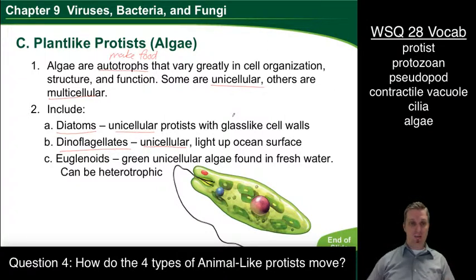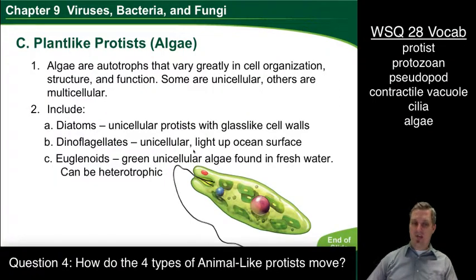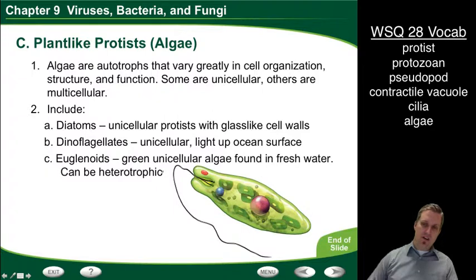Dinoflagellates can actually light up the ocean. We have euglenoids. Euglenoids are green unicellular algae that are found in fresh water, like this one right here. Euglenoids can be heterotrophic, which means they can also feed on organisms if necessary. And you can see, even from this image, here's the nucleus right here, and we also have a contractile vacuole right here that's necessary.